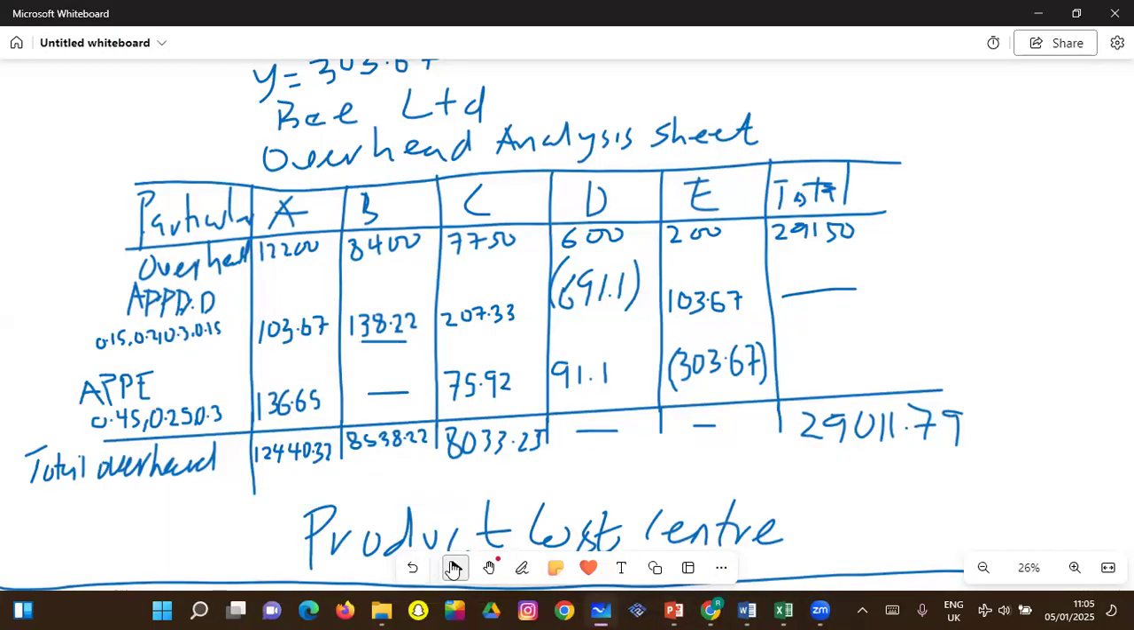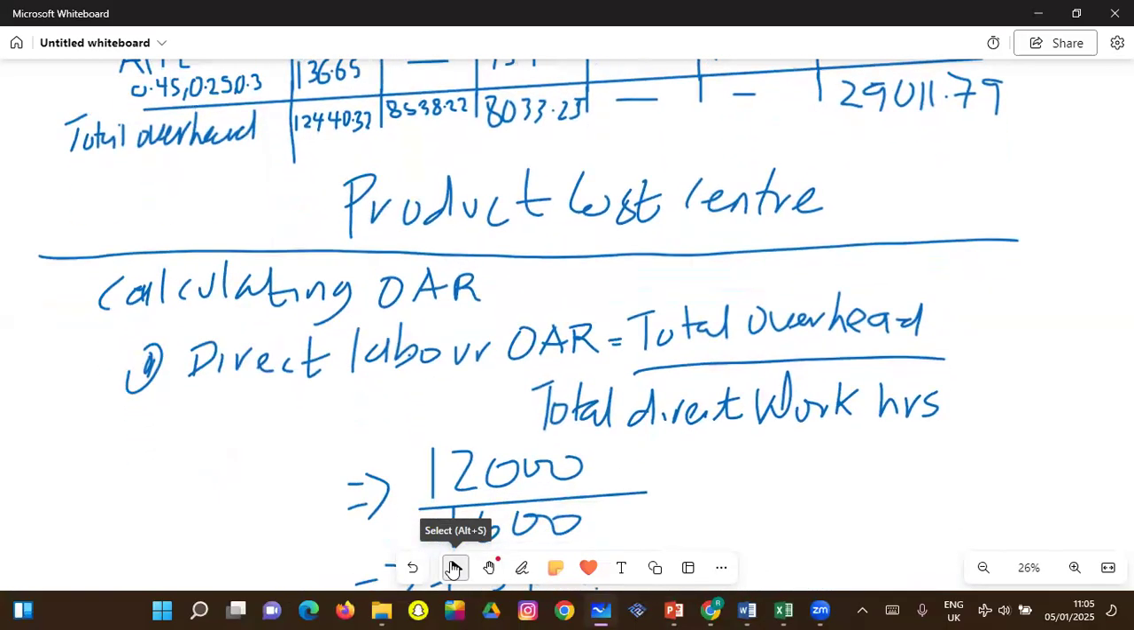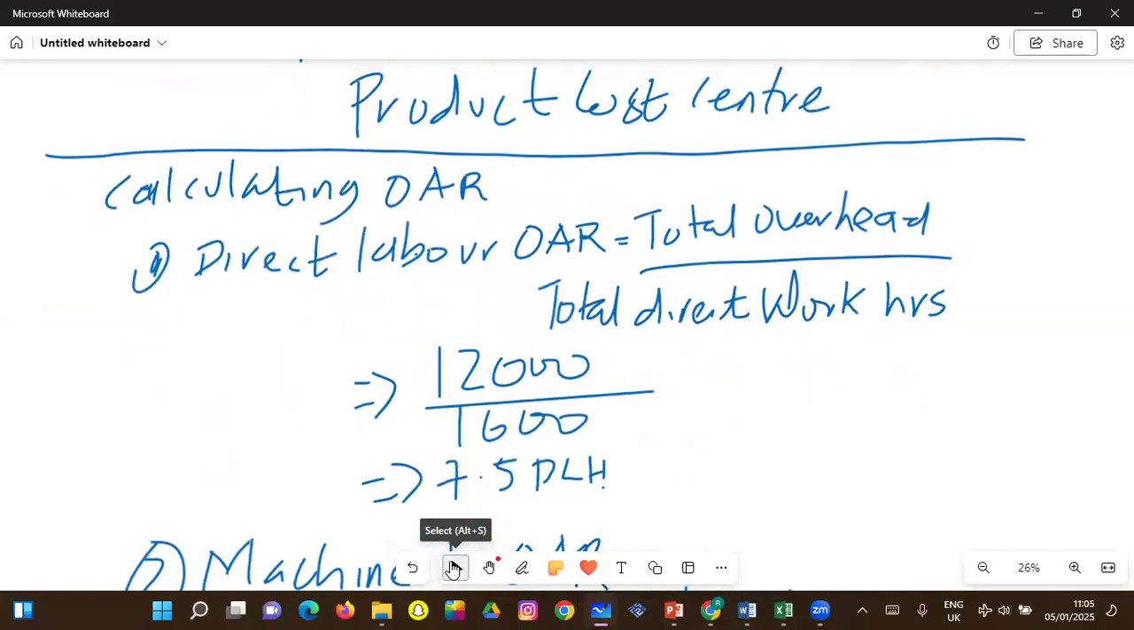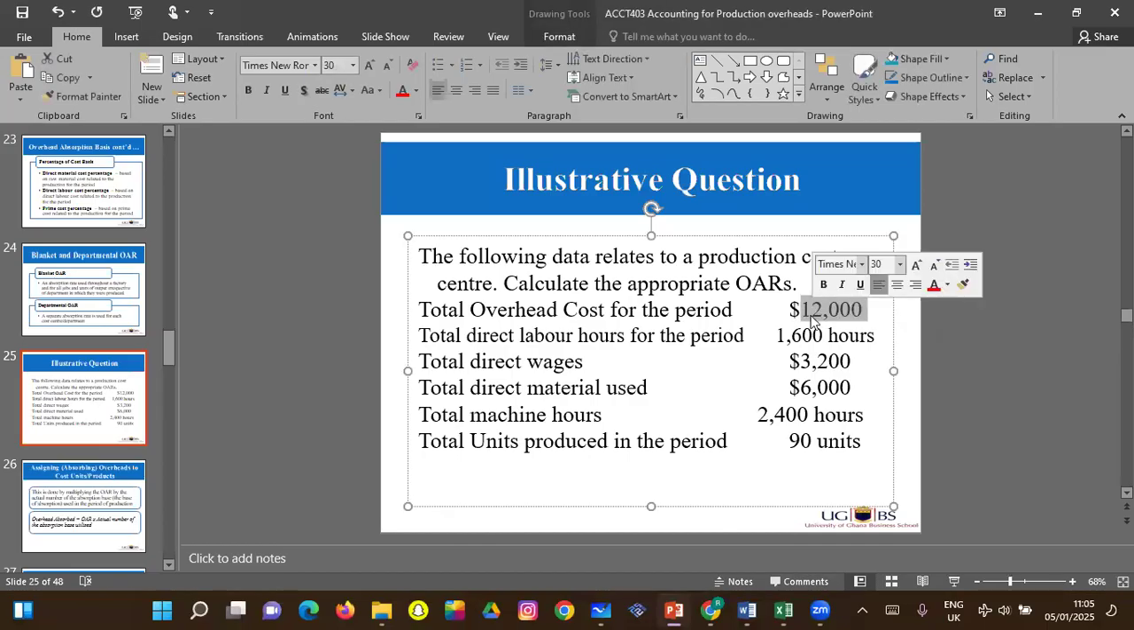These days I'll be solving the questions before I come and explain, so that I wouldn't be wasting my time or the video won't be long. First we start with the direct labor overhead absorption rate. This is basically total overhead over total direct work hours. Total overhead in this question is 12,000, right?